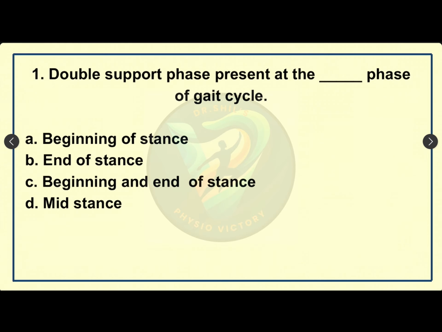Today's first question is: double support phase is present at dash phase of gait cycle. Option A, beginning of stance. Option B, end of stance. Option C, beginning and end of stance, and option D, mid stance. Here the correct answer is option C, beginning and end of stance phase.